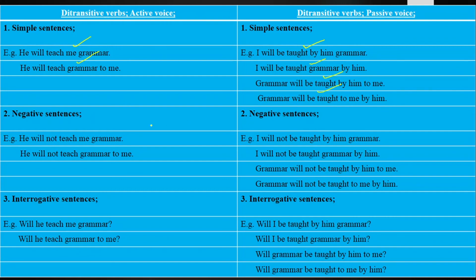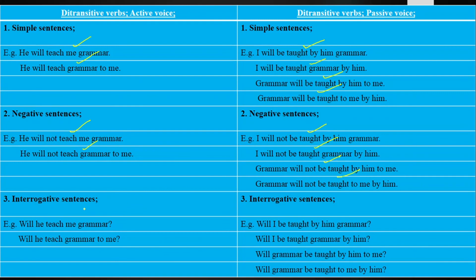Negative sentences, in which we deny the statement: he will not teach me grammar, he will not teach grammar to me, I will not be taught by him grammar, I will not be taught grammar by him, grammar will not be taught by him to me, grammar will not be taught to me by him.